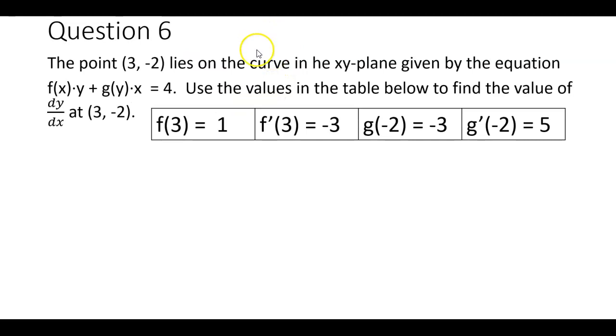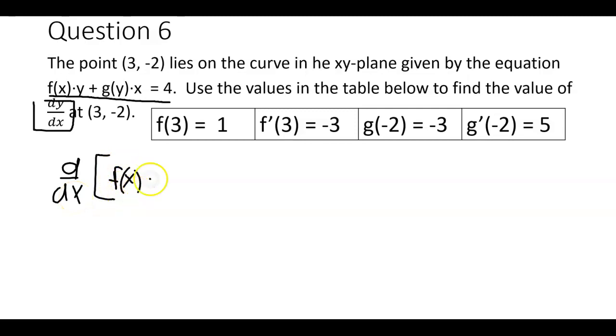All right, let's go ahead and take a look at question 6. Question 6, the point (3, -2) lies on the curve in the xy plane given by the equation here. And then we're being asked to use the tables, or the values in this table here to find the derivative. So to find the derivative, we're going to go ahead and just begin by taking the derivative. All right, so we're going to have a product rule here, it looks like, and another product rule. Ew. I know, we don't like product rule, but we're going to have it.